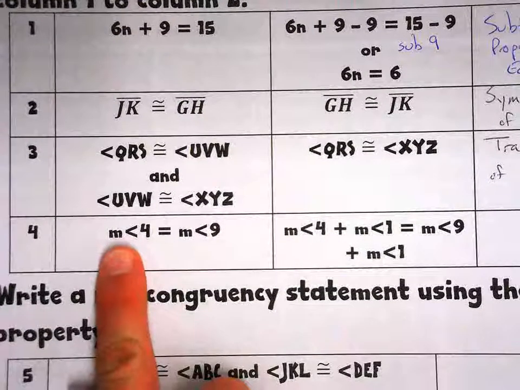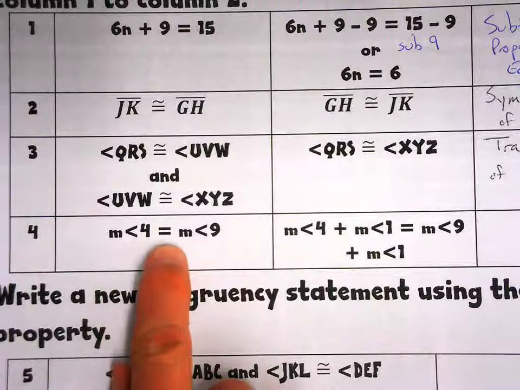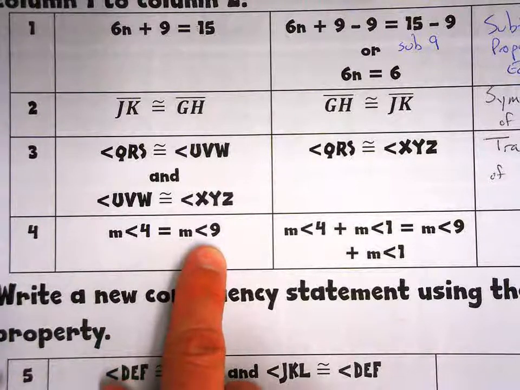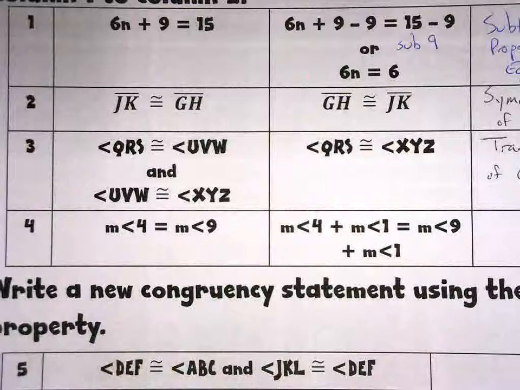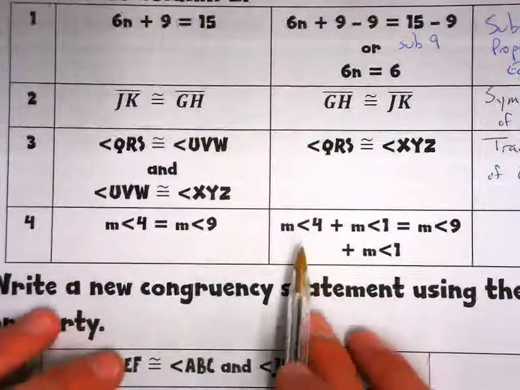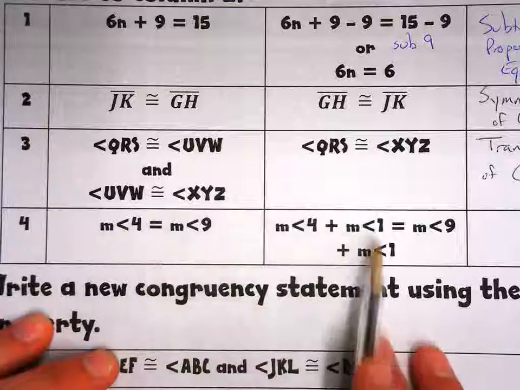So we have to remember how to read that. Okay, so the measure of... And then look at the next thing. Well, what do we do with this? This is showing, well, then the measure of angle 4 plus the measure of angle 1 is equal to the measure of angle 9 plus the angle of 1. What do they got in common?